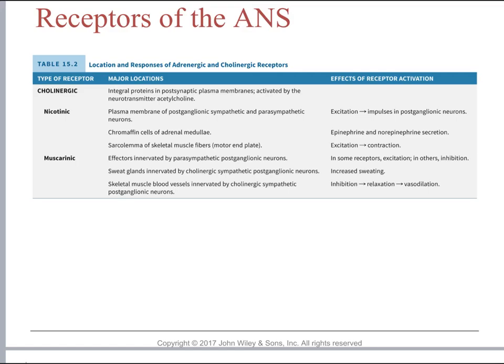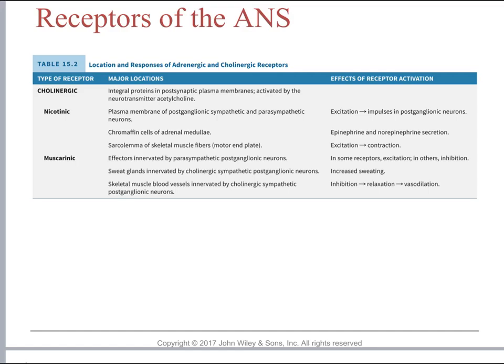We can go to the sarcolemma of skeletal muscle fibers at that motor end plate. Think back to that neuromuscular junction. These nicotinic receptors are going to excite the muscle to give you your contraction. Muscarinic, remember, slower. These are second messenger systems.